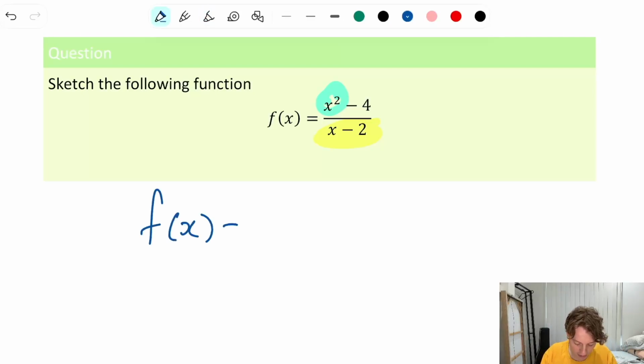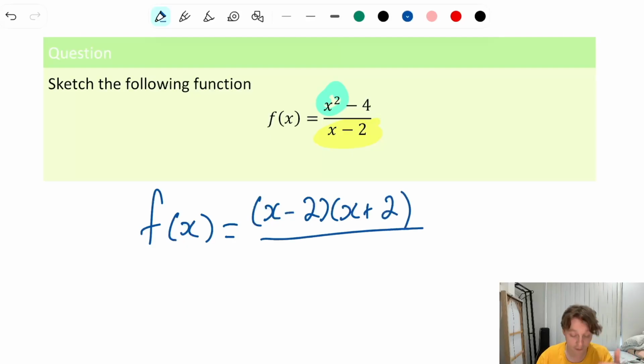And hopefully most of us, now that I've prompted some of these thoughts, can realize this is going to be a difference of two squares. If I factorize using difference of two squares, I wind up with x minus 2, x plus 2. If it's confusing why that is the factorized version, please comment. I can do a whole separate video explaining how to factorize difference of two squares.